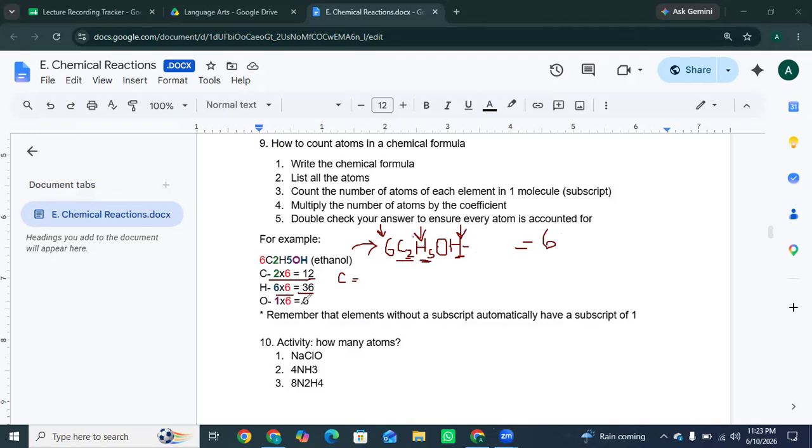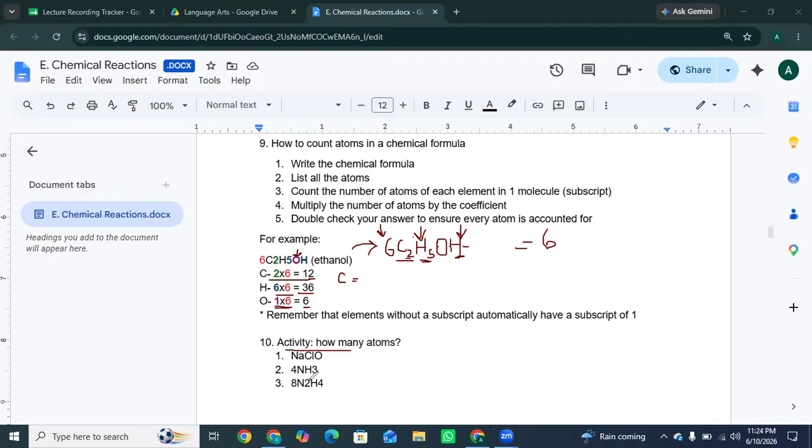Okay, so there is no subscript for this oxygen, O, which means 1. So you have to multiply 1 with 6. So this is the correct way to count atoms in a chemical formula. Okay. So the next one is the activity. How many atoms?